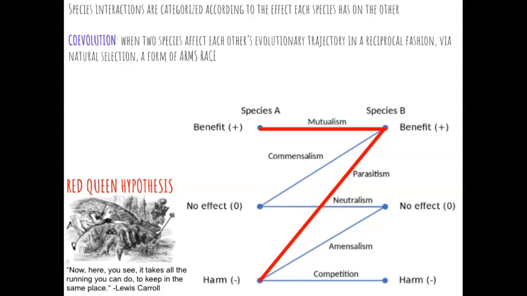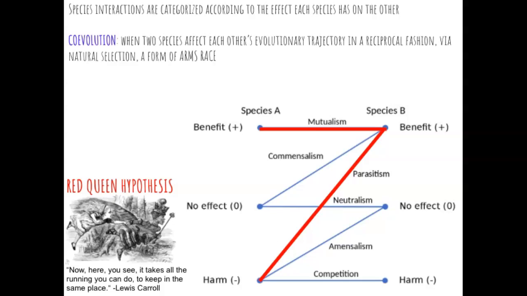So if we think back to the species interactions that we've been talking about, you remember that those interactions are categorized according to the effect that each species has on the other. Coevolution is a special case of a species interaction where you have two species that affect each other's evolutionary trajectory in a reciprocal fashion via natural selection and a type of an arms race.